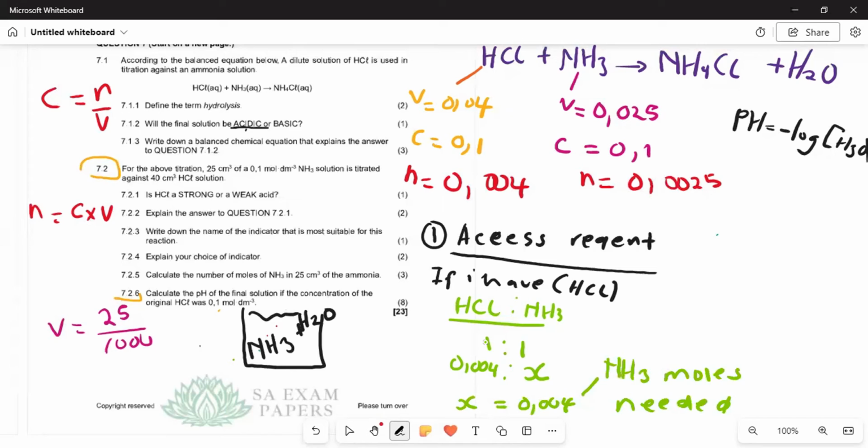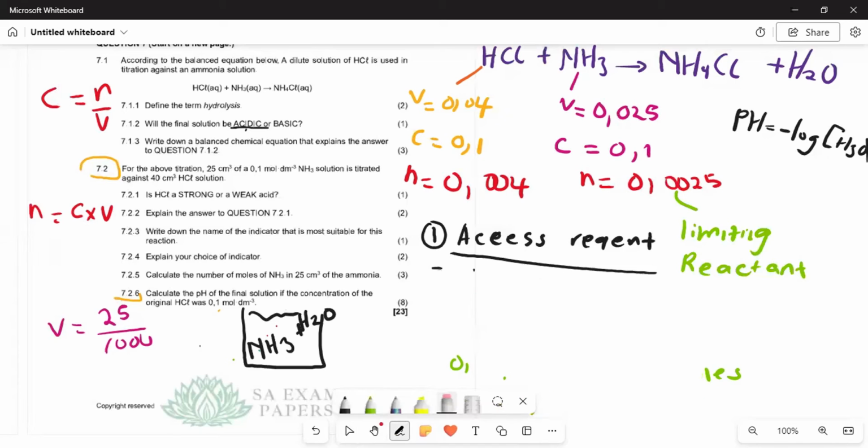But how many moles of NH3 do we have? On NH3, we only have 0.0025. Now, compare the two values. You need 0.004, but you only have 0.0025. It means that NH3 has an insufficient number of moles, meaning that you need 0.004, but you have 0.0025, which is less. As a result, this would be your limiting reactant. Now, that means that our hydrochloric acid would be the excess. Now, we have identified our excess reagent.